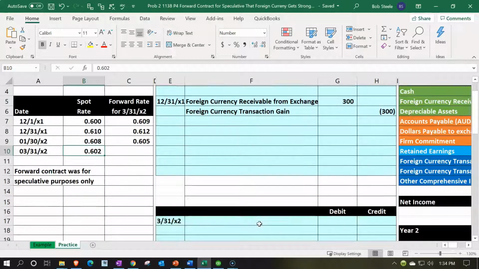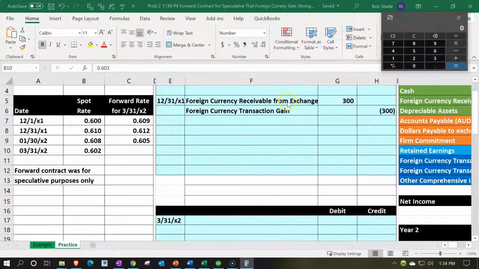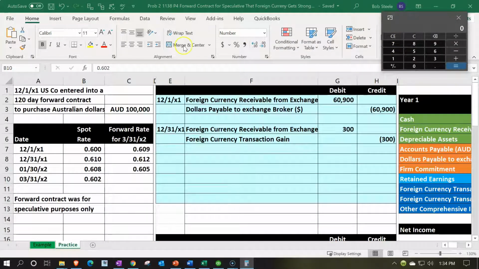So to do this, we've got to first adjust our receivable again. We'll think about adjusting the receivable based on the new rate, which is going to be that 0.602, which will actually be the spot rate at this point. So if I pull out the trusty calculator, we're going to be taking the 100,000 that we're going to be receiving, 100,000 in foreign currency, Australian dollars, times the current spot rate, 0.602. That means we're going to be getting the 60,200.